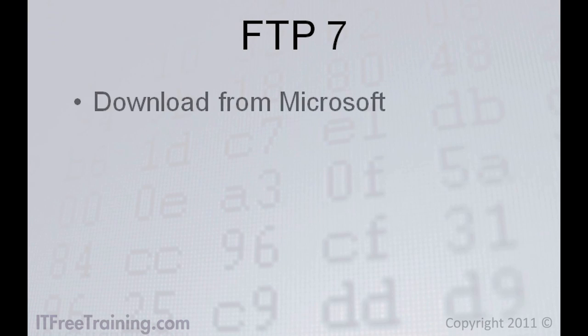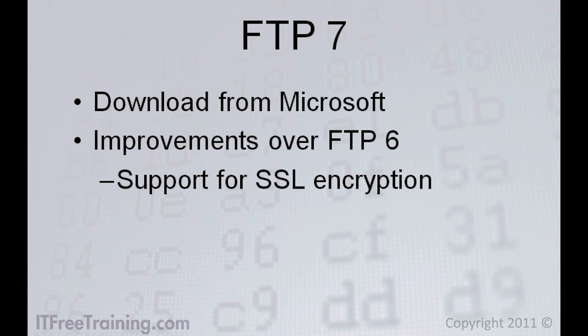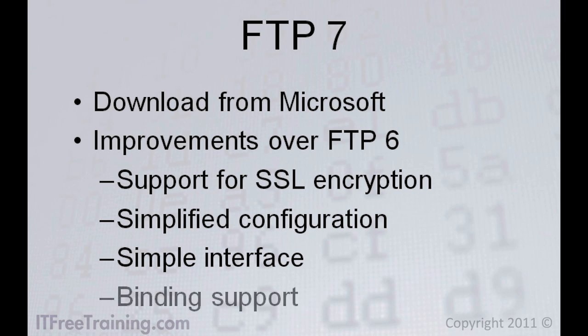Once you download and install FTP 7 from Microsoft, you will be able to configure it through the IIS 7 admin tool. FTP 7 has the following improvements over FTP version 6. First, it has support for SSL encryption, so you can transfer your files securely. Next, it has simplified configuration and a simpler interface. Lastly, FTP 7 has binding support. This means you can bind multiple protocols and ports to the same FTP site. Binding makes configuration of FTP sites a lot simpler.